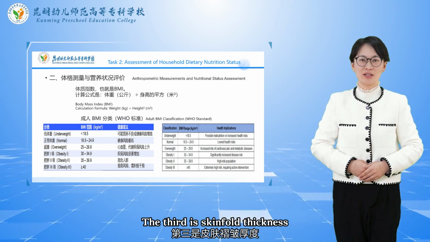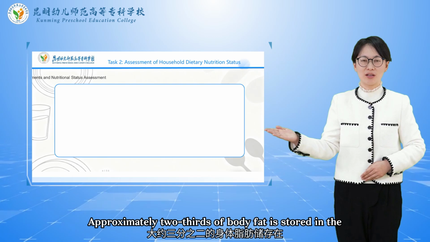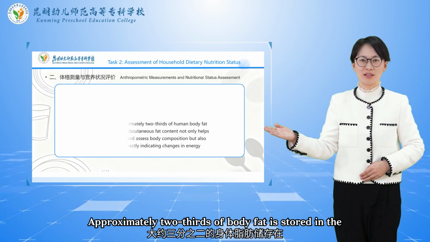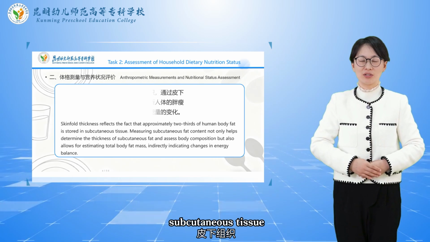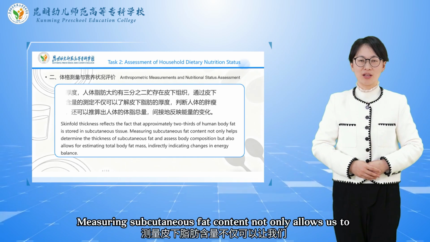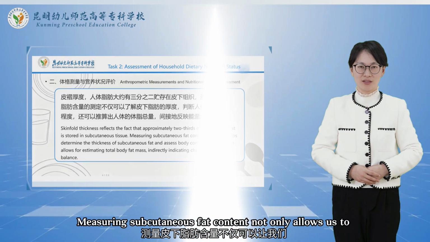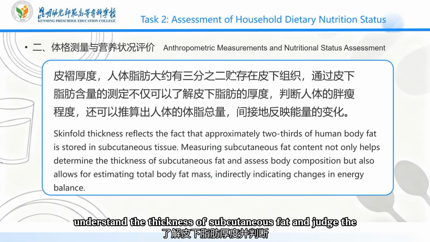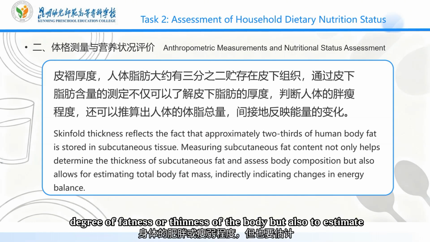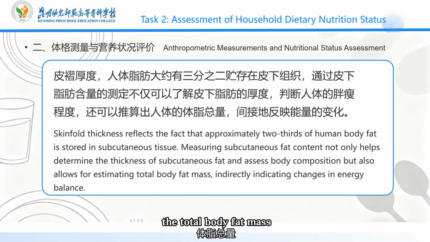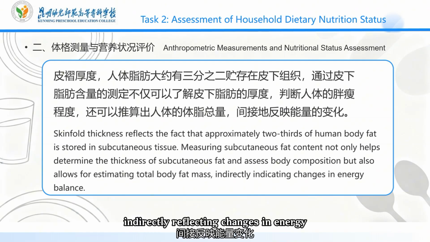The third is skin fold thickness. Approximately 2/3 of body fat is stored in the subcutaneous tissue. Measuring subcutaneous fat content not only allows us to understand the thickness of subcutaneous fat and judge the degree of fatness or thinness of the body, but also to estimate the total body fat mass indirectly, reflecting changes in energy.